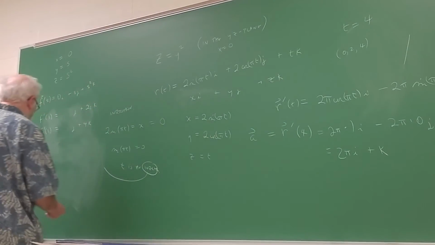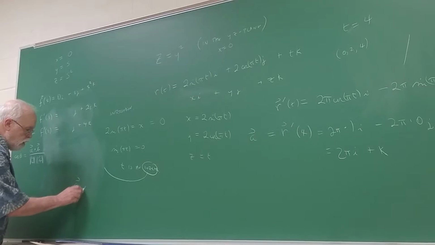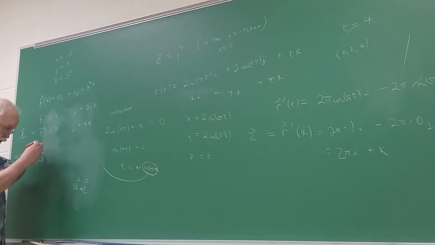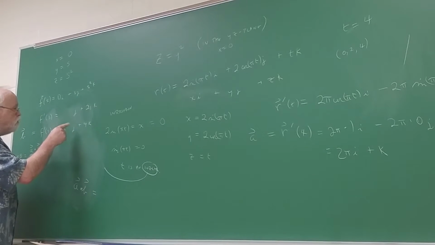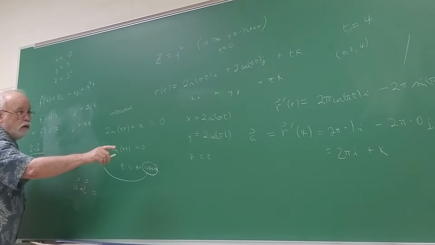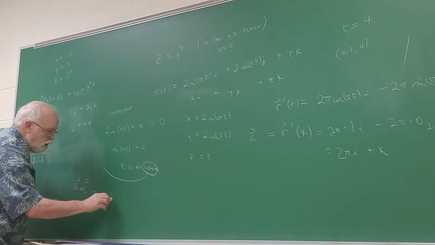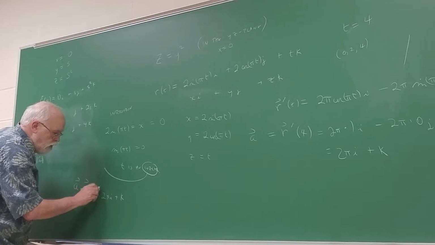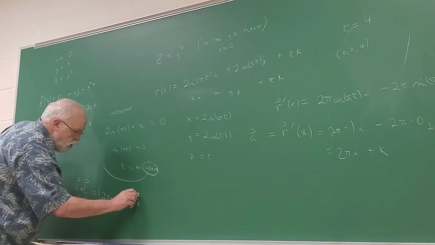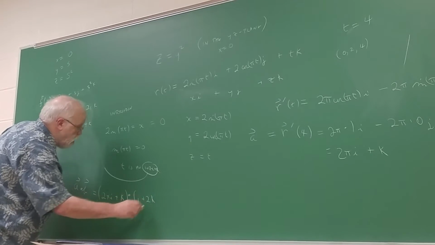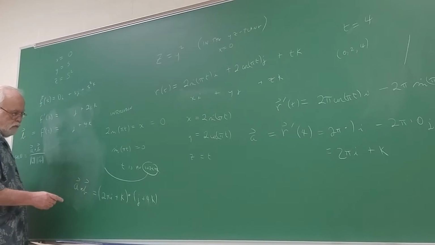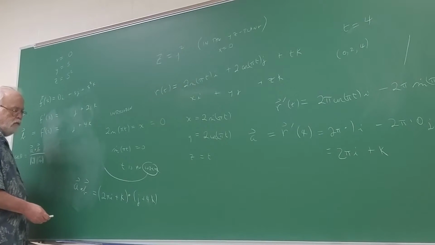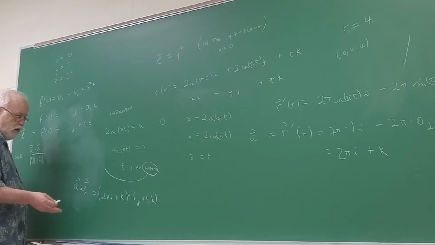So I've got a dot b. I've got that one, and that one over there: 2 pi i plus k, and then I'm dotting that with j plus 2k. So it's 0 times 2 pi, which is 0. And then 0 times 1, which is 0. And then 1 times 2, which is 2.